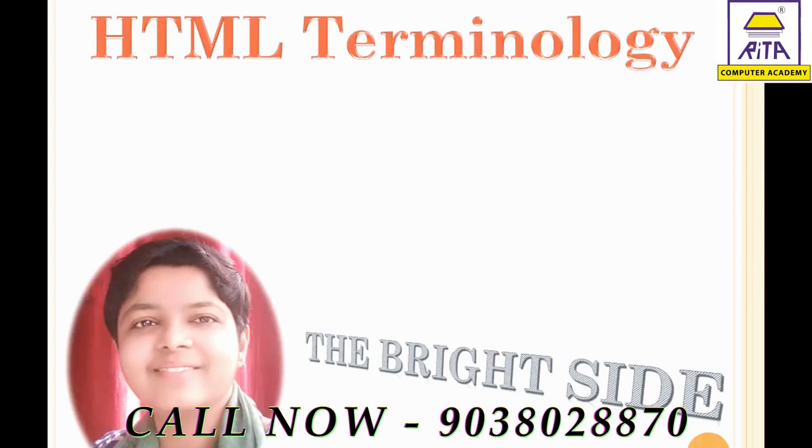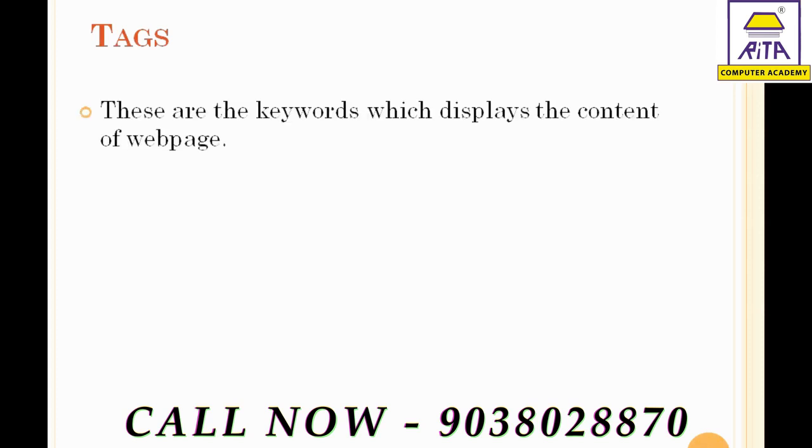In this video, we are going to discuss some basic terms of HTML. The first one is tags. So what are tags? Tags are the keywords which display the content of a web page. We know that in HTML there are various types of content like image, paragraph, video, audio. So to display all these contents, we need some keywords which are called tags in HTML.